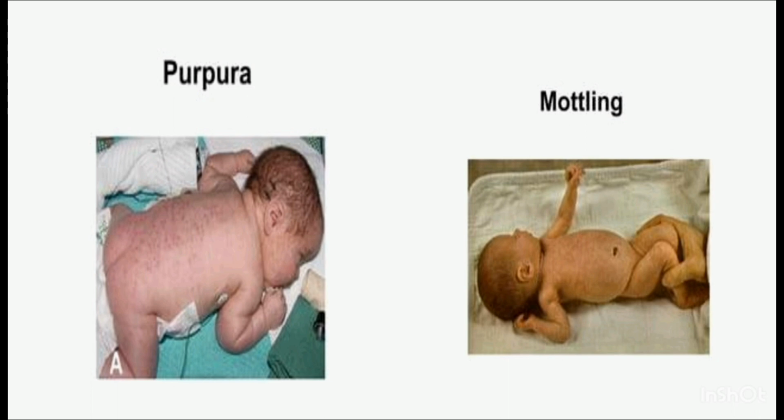And in mottling, it occurs in response to hypothermia and disappears as the infant is rewarmed. The skin exhibits a lace-like pattern of dusky erythema over the extremities and trunk when the neonate is exposed to cold ambient temperature.